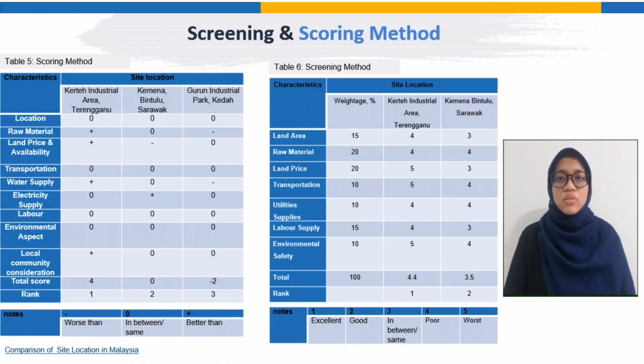After the three site locations have been chosen, we will be using the screening and scoring method to pick the best site location for the production of nitric acid. On the left side is the screening table, and on the right is the scoring method table. From the scoring method table, after comparison, Kerteh has been chosen for the production of nitric acid.